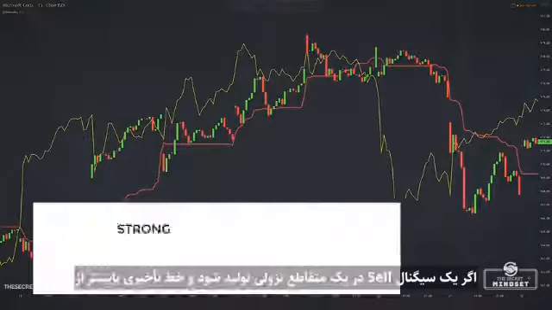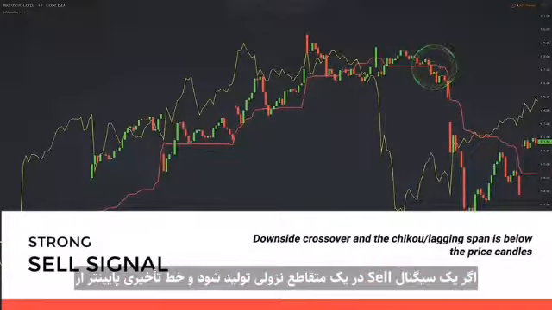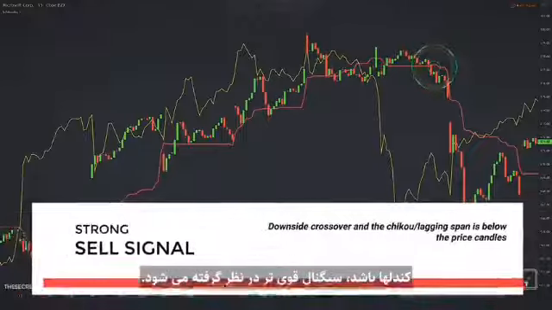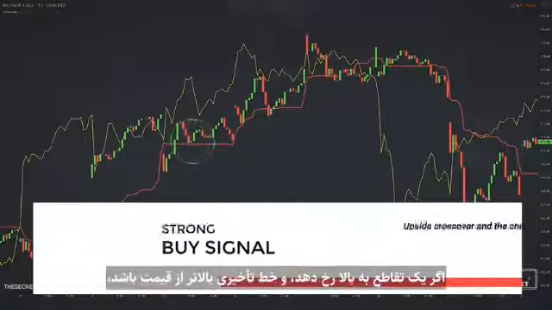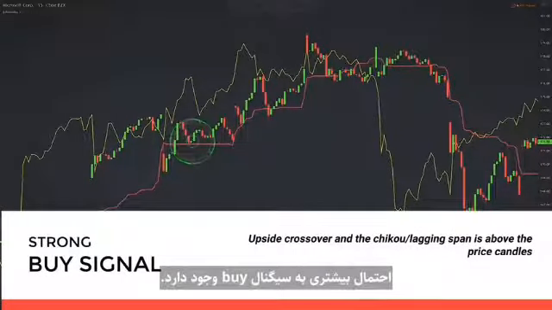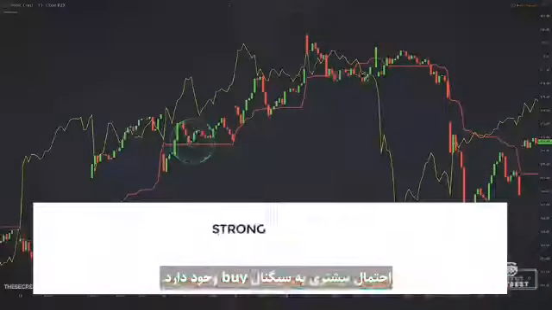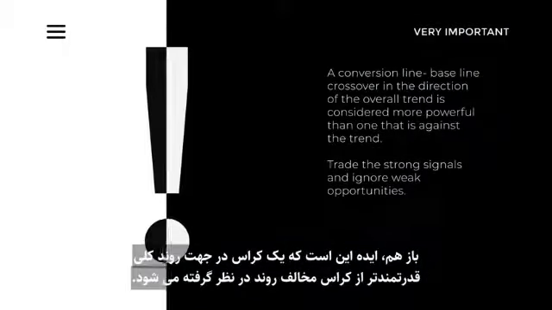If a sell signal is generated on a downside crossover and the lagging span is below the price candles, the signal is considered stronger. If a crossover to the upside occurs and the lagging span is above prices, then a higher probability is attached to the buy signal. Again, the idea is that a crossover in the direction of the overall trend is considered more powerful than one that is against the trend.